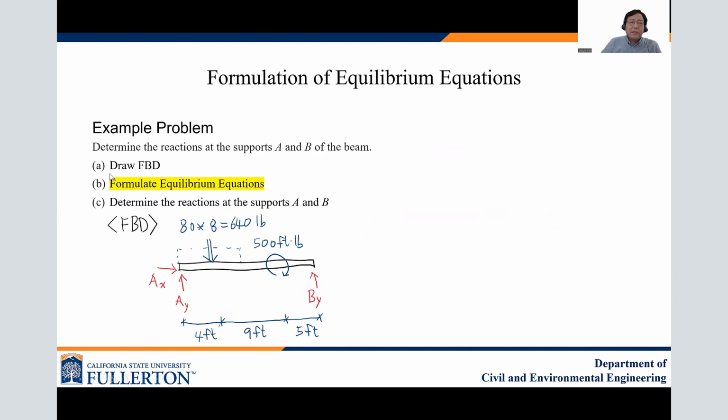And the next step is to formulate the equilibrium equations. So sigma F_x equals 0, sigma F_y equals 0, and sigma M equals 0, right? So we can apply these equilibrium equations to solve the reactions for this problem. And then you can say we already drew the free body diagram. It's very easy to formulate the equilibrium equation using this free body diagram.